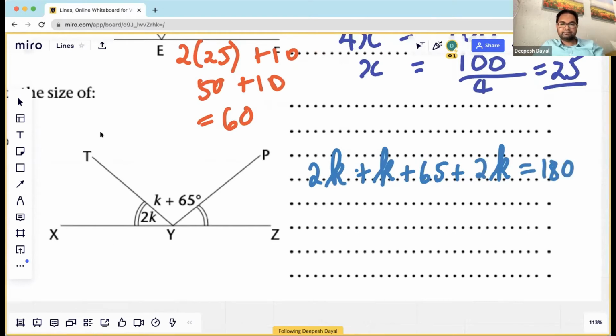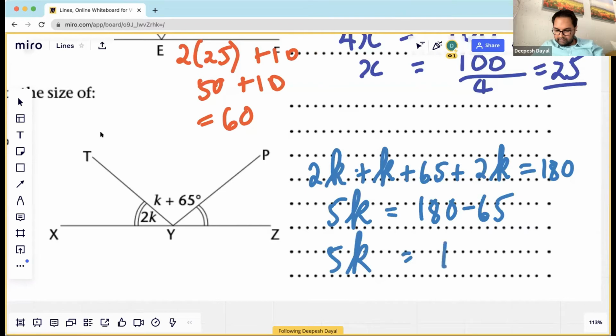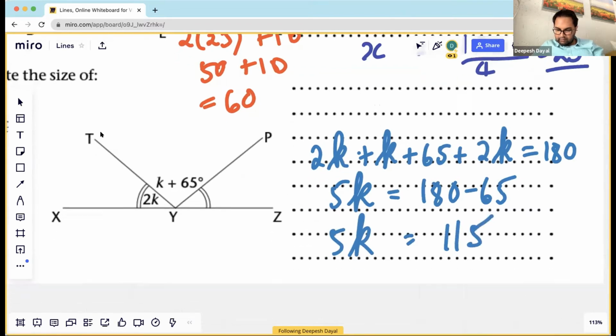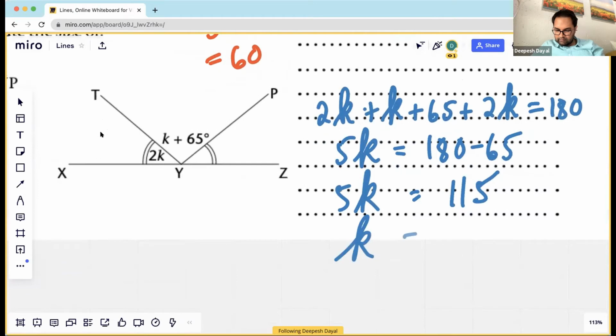Then next I said 5K equals 180 minus 65. Okay, and then 5K equals 115, yes? Yes, sir. And then K equals 115 divided by 5, which is 23 degrees, sir. So K equals 23 degrees.